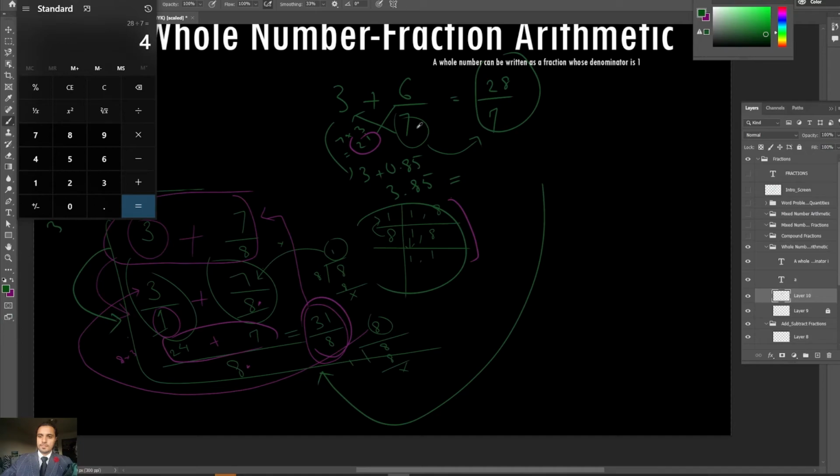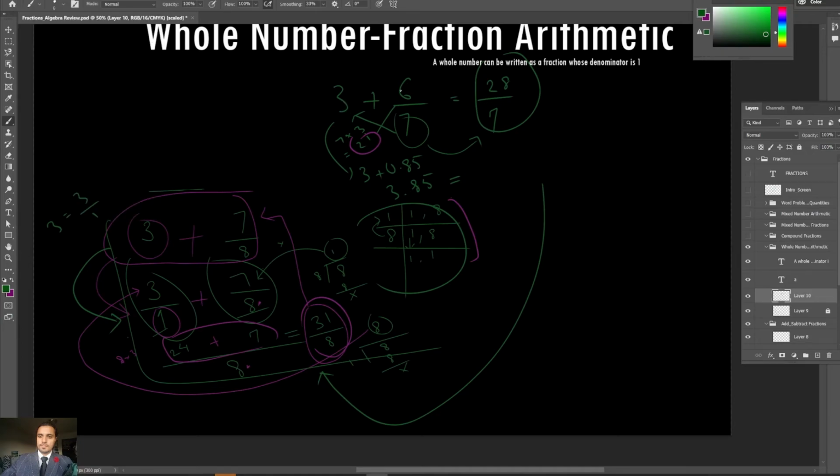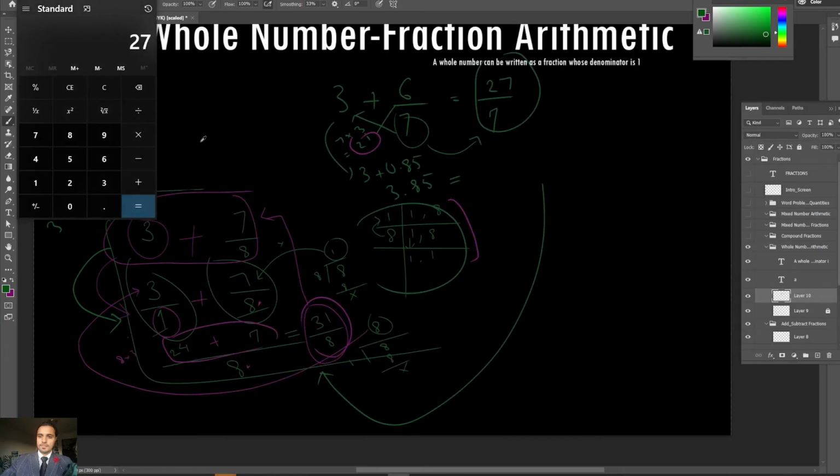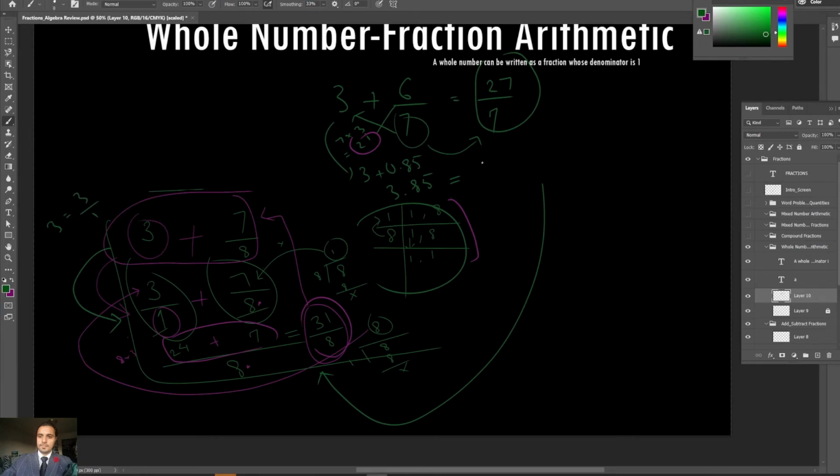Oops, sorry, that's not correct. 7 times 3 is 21. 21 plus 6 is 27. That was a huge mistake on my part. It's actually 27 over 7. So 27 divided by 7 is 3.85, as you can see. It's the same as this, right? It's the same as 3.85. So that's why 27 over 7 and 3 plus 6 over 7 are the same thing. They're equal to each other, okay?